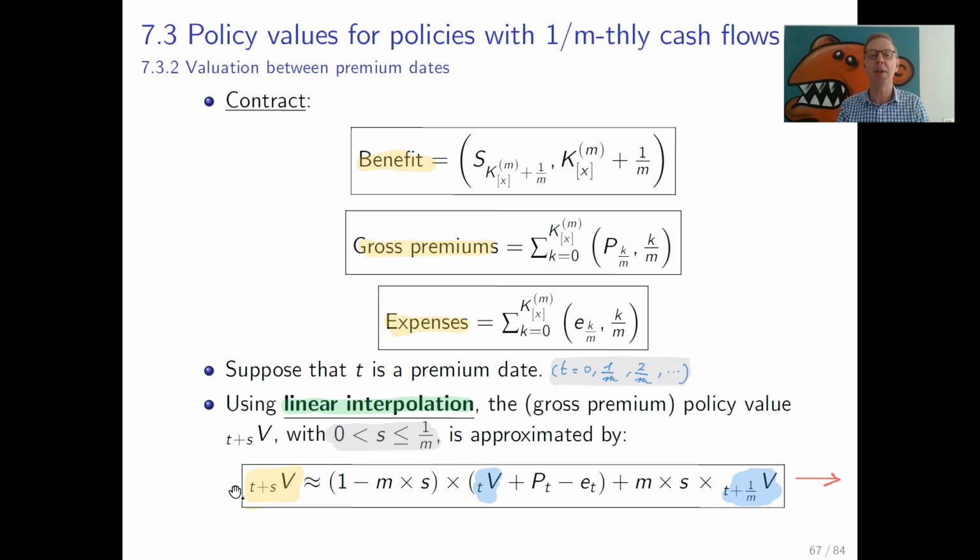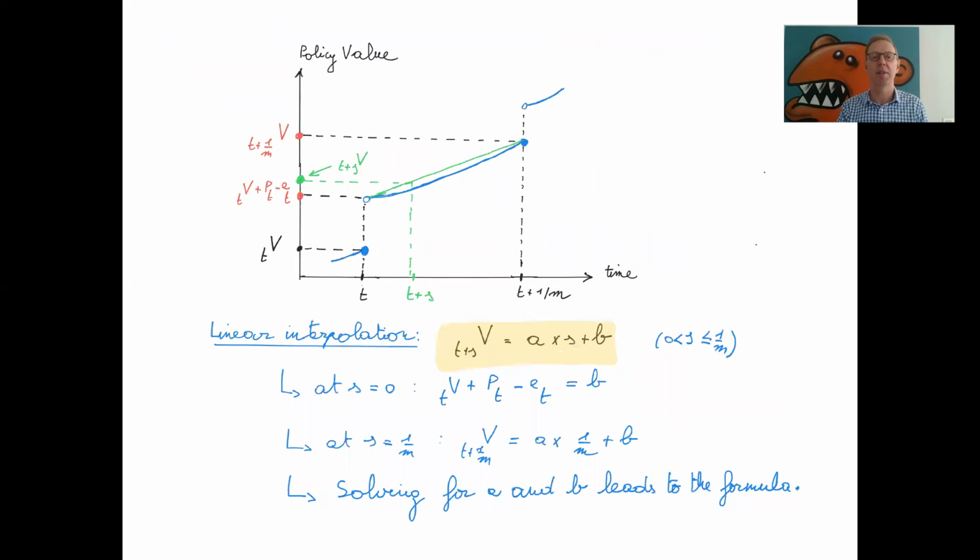We will use linear interpolation to approximate this policy value. So we will say V_{t+s} will be a linear combination of the policy value V_t and the policy value V_{t+1/m}. How do we find this formula? This is expressed in the next graph. We have to be a little bit careful. So here we have the policy value at time t, V_t, and then just after time t, there is a jump upwards to level V_t plus P_t minus E_t.